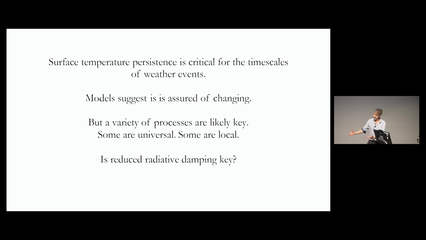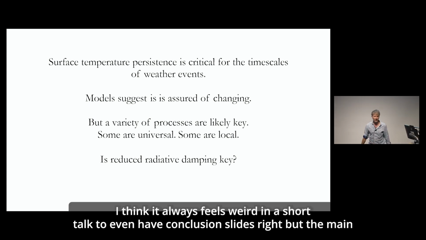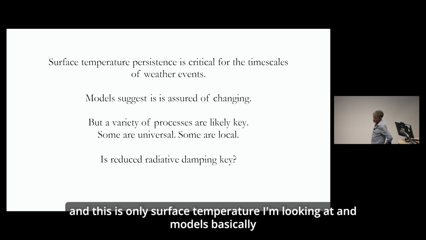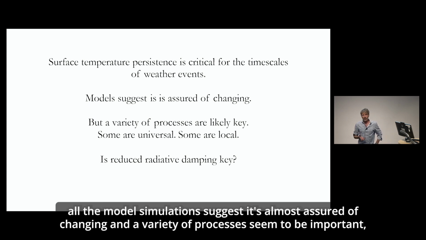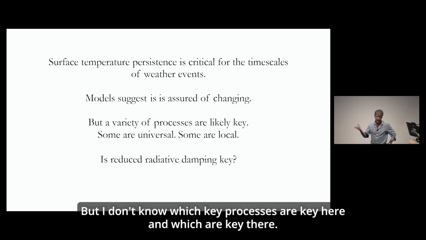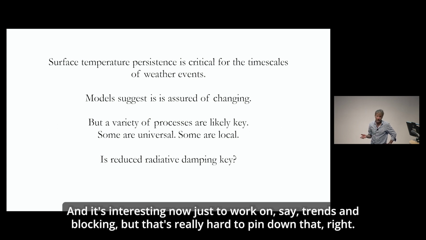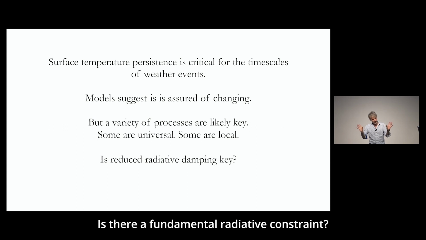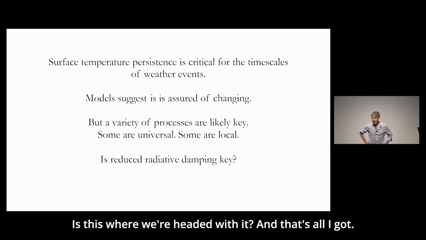It always feels weird in a short talk to even have conclusion slides. But the main take-home message is that persistence is important for surface weather. This is only surface temperature I'm looking at, and all the model simulations suggest it's almost assured of changing, and a variety of processes seem to be important, at least in the Earth system models. But I don't know which key processes are key here and which are key there. It's analogous to work on trends in blocking, which is really hard to pin down. This is trying to get at something more general, and whether there is a fundamental radiative constraint is where we're headed with it. And that's all I got.